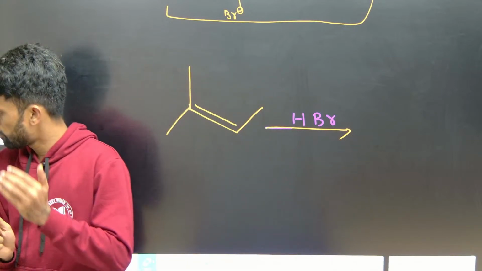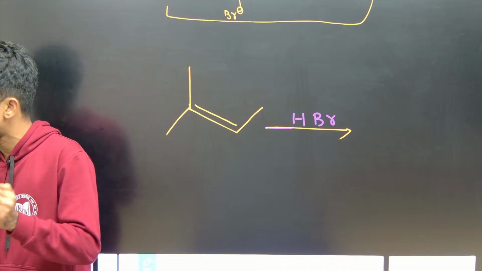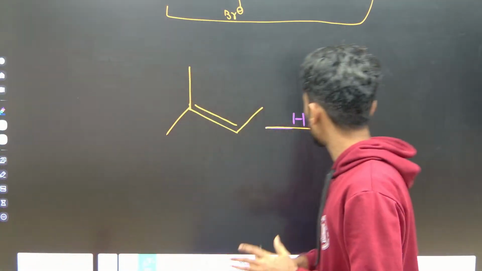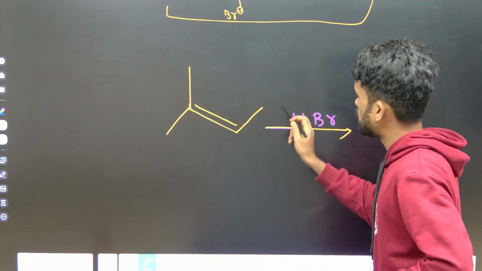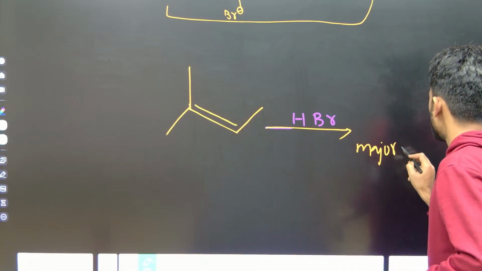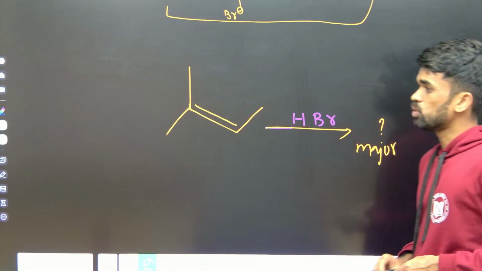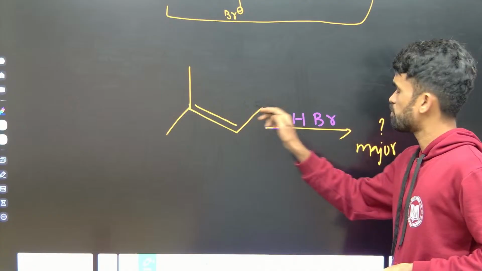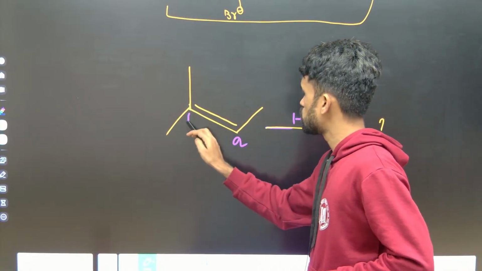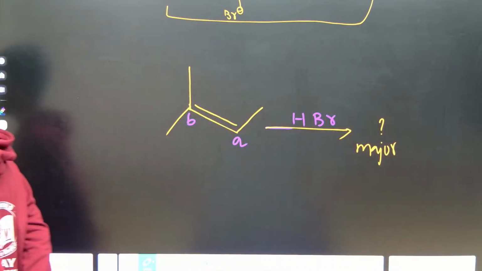Just feel free to discuss in the chat box and express your concerns. If you are unable to follow, just mention it in the chat box. I will repeat it. Now tell me, what will be the product for this? What will be the major product formed here? Anyone can try this? Where do we need to add this H plus and Br? I am giving this as A position, this as B position. Where does H go, where does Br minus go? Tell me, what will be your answer for that?